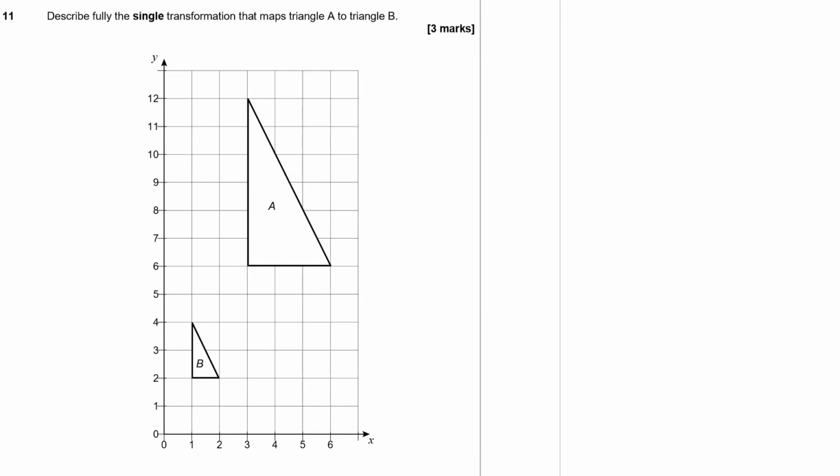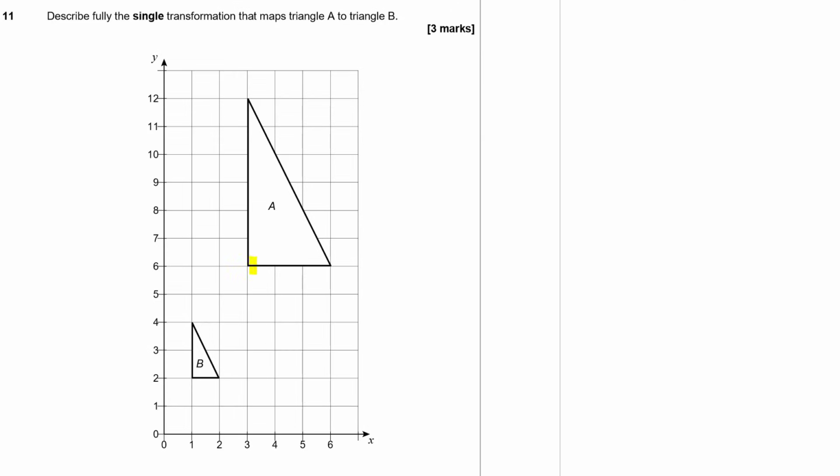Describe fully the single transformation that maps triangle A onto triangle B. Now A and B are different sizes, so it's definitely going to be an enlargement of some sort. Now notice that A is the larger one and B is the smaller one, and we want to find the transformation that maps the larger one onto the smaller one. So it's going to be an enlargement with a fractional scale factor. So we need to know what that scale factor is, and we also want to know where the centre of enlargement is.